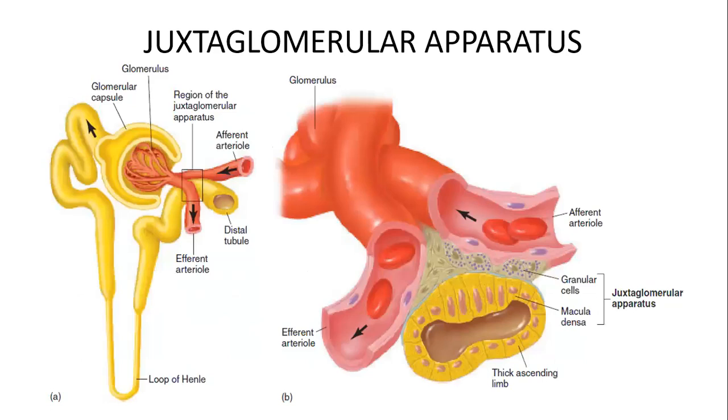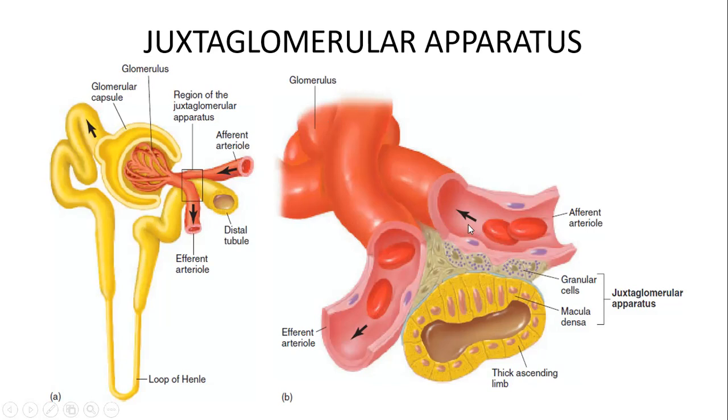Now the juxtaglomerular apparatus. What you are able to see here is the glomerulus, the glomerular capsule, and the region of the juxtaglomerular nephron, this yellowish part of the nephron. Then when you zoom in on this portion, as you can see, we have a distal tubule there, and there's the afferent arteriole and the efferent arteriole. This is known as the juxtaglomerular apparatus, and it's very important when it comes to the RAAS system.